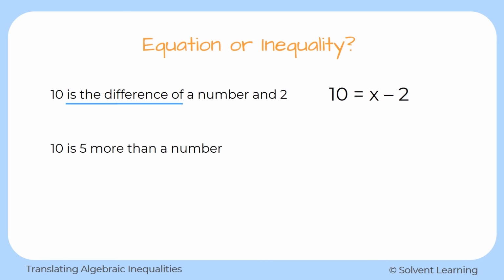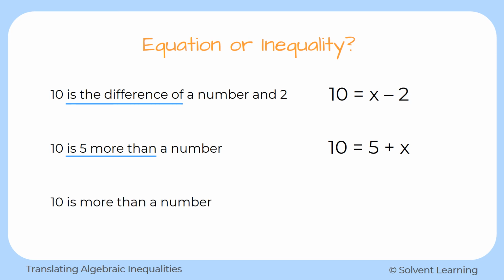Next we have 10 is 5 more than a number. So if we focus on the middle part where we have the word is, we can see that we do have an inequality phrase in there because we have the words more than. However, right after the word is, we have the number 5. And whenever is is followed by a number, it translates into an equal sign. So this will become 10 equals 5 more than a number, or 10 equals 5 plus x.